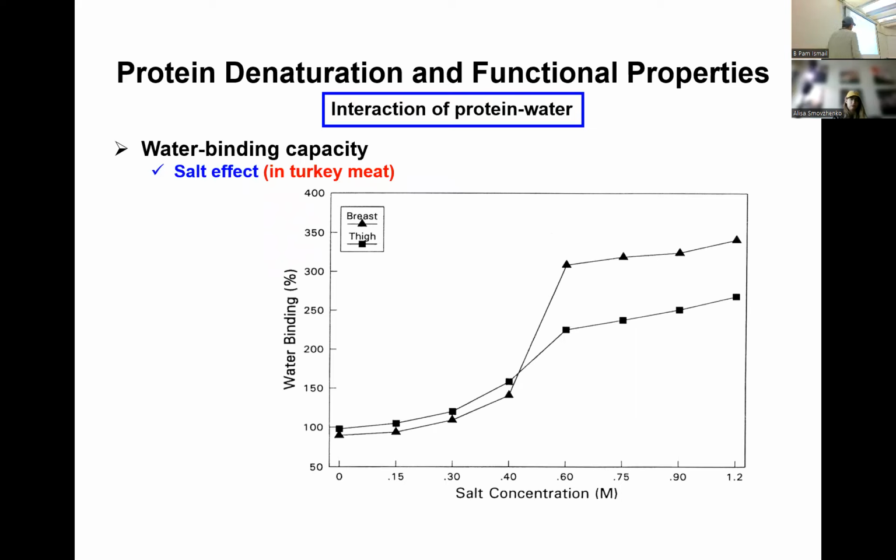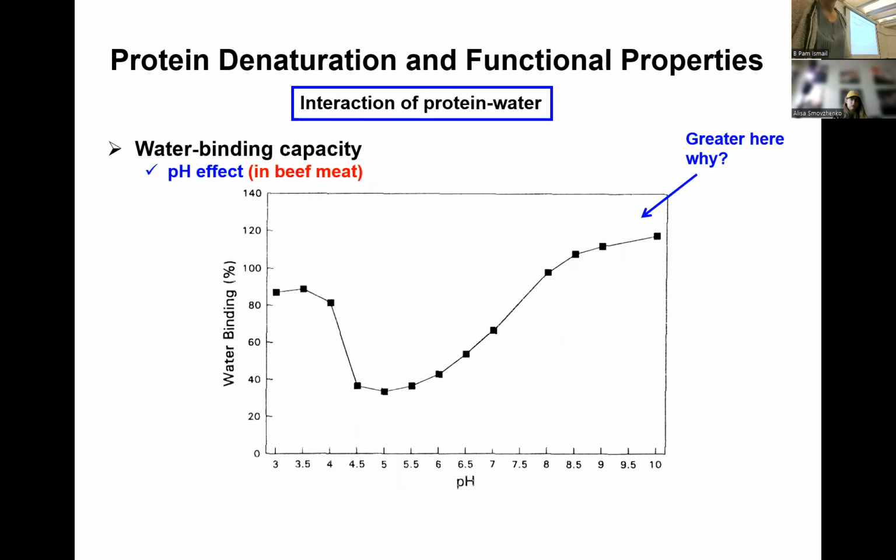Salt, depending on the salt concentration, as you increase salt, you might see an enhancement. Then you're going to see a plateau, and the curve does not show you what happens later, but at some point at very high concentration, you're going to have the opposite effect. Here's the pH effect. Same with the solubility curve. It correlates really well with solubility, where you have enhanced binding when you have charge, and under alkaline conditions, you have more binding water.